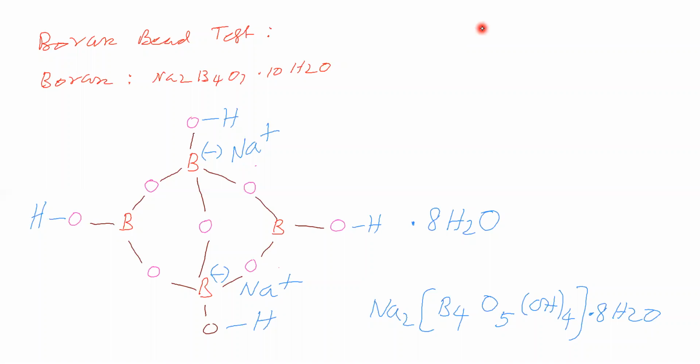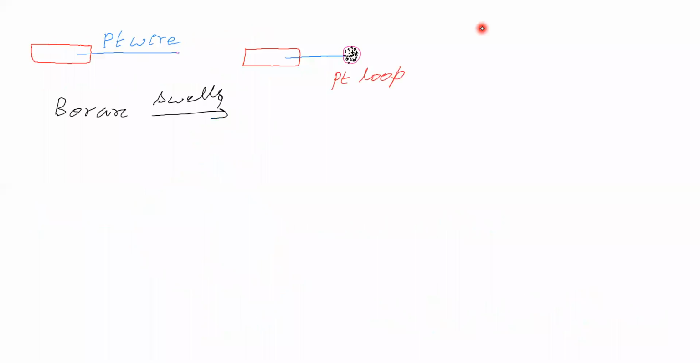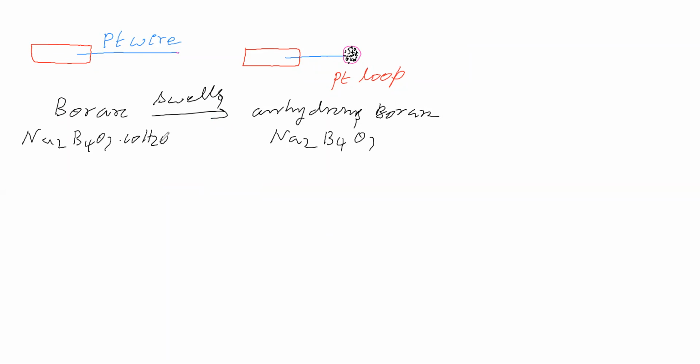Okay, you are saying due to presence of water. You are correct. Now from here, this borax becomes anhydrous borax. The anhydrous borax formula is Na2B4O7. The borax formula is Na2B4O7.nH2O. That means borax on introducing into the flame becomes anhydrous borax due to escaping of water molecules. Due to escaping of water molecules, it is swelling.